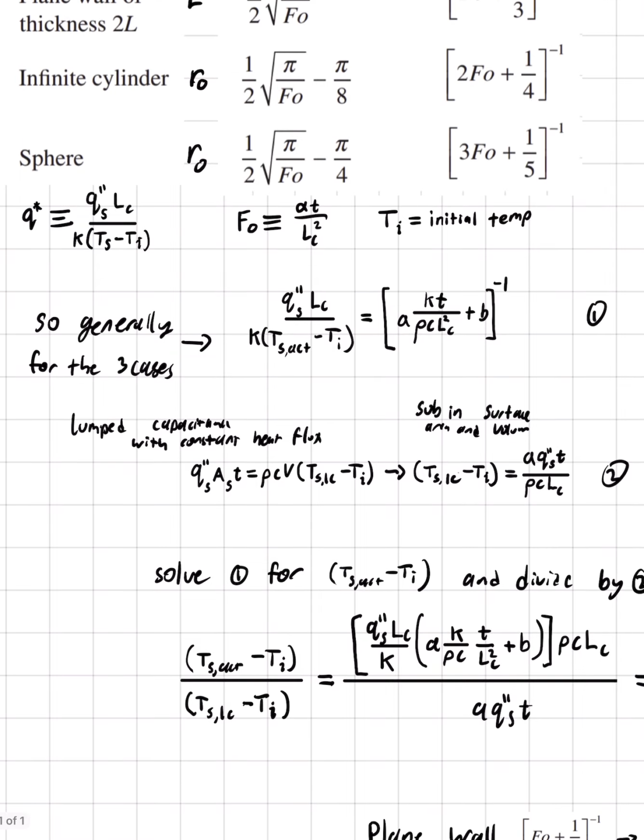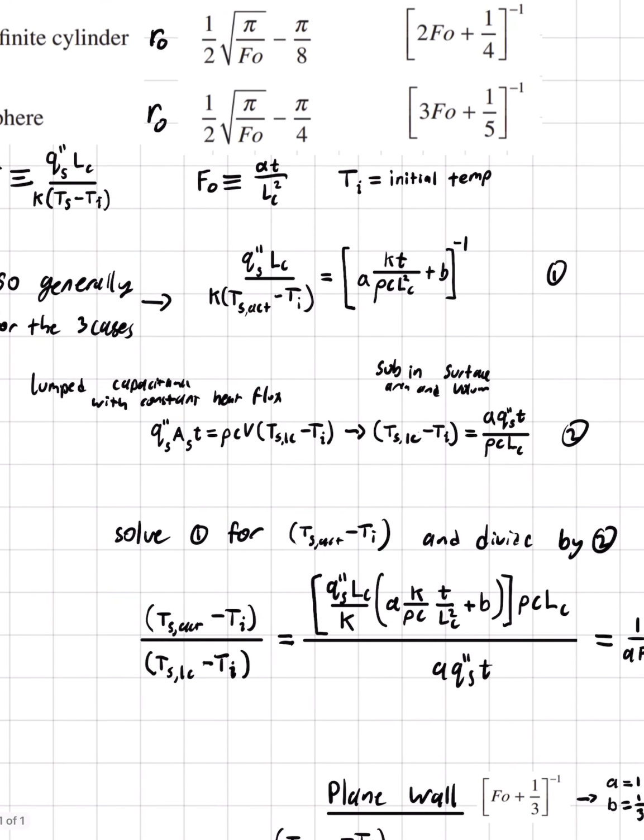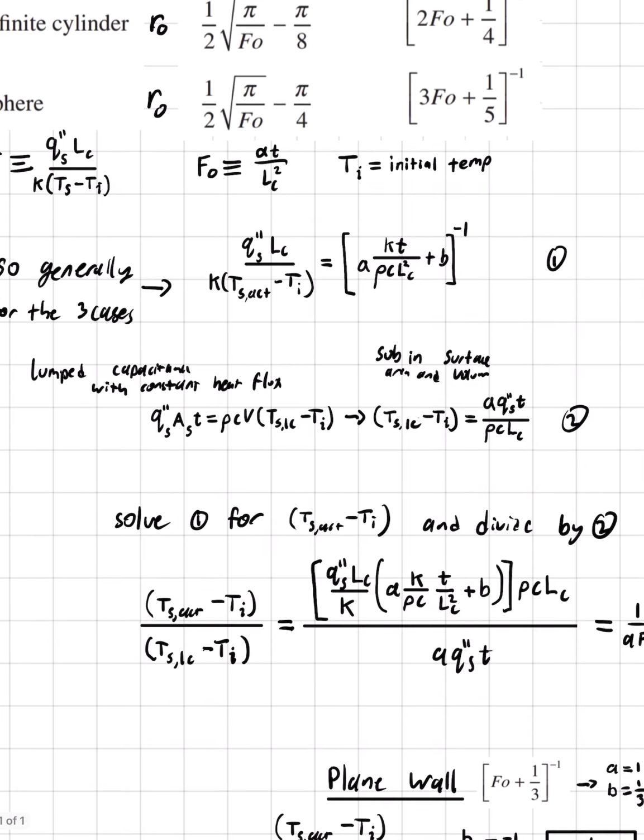Next, for lumped capacitance with constant heat flux, we know that Qs times the surface area times time equals rho C times the volume times Ts LC minus Ti. Rearranging this, and substituting in the surface area and volume, Ts LC minus Ti equals A, which is the same A as before, times Qs times t over rho C times the characteristic length. This gives us equation 2.